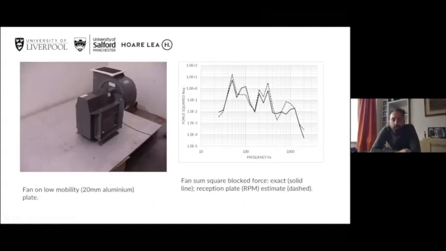An example of that being done is shown here. This is for the fan on a low mobility reception plate. The black line in the right figure here is the directly measured exact block force, and the dashed line is the estimated block force single equivalent value obtained from the reception plate method. So that shows that we can make a good estimate of the block force of that particular source using the reception plate approach.